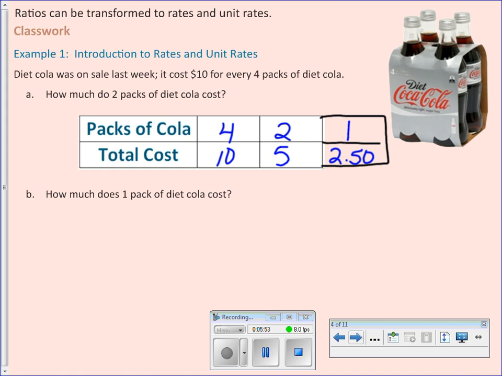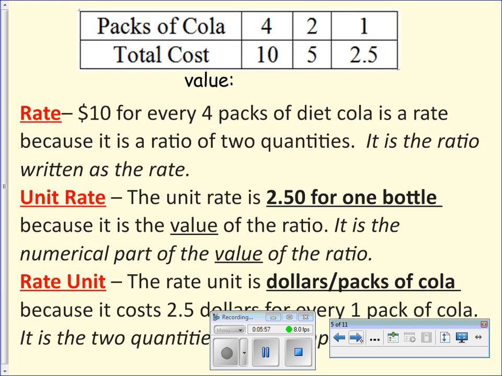All right. So 1 pack costs $2.50. So what is the value of this? What is the value of the soda? What is the value of that ratio? $2.50 to 1, since we write value as a fraction.